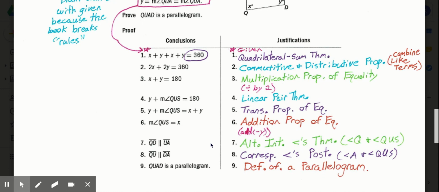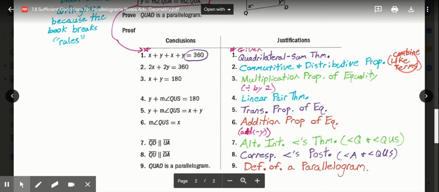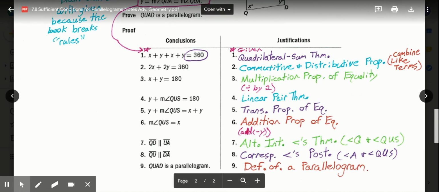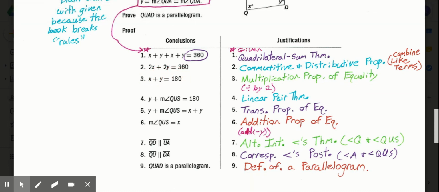The quadrilateral sum theorem tells us that the four angles of a quadrilateral add to 360 degrees. So that's our first conclusion. The four angles added equal 360. Then what we call combining like terms, which technically is a commutative and distributive property, but I'd be fine if you just call it combine like terms. We have 2x plus 2y equals 360. Then we can divide everything by 2 using the multiplication property of equality, giving us x plus y equals 180.